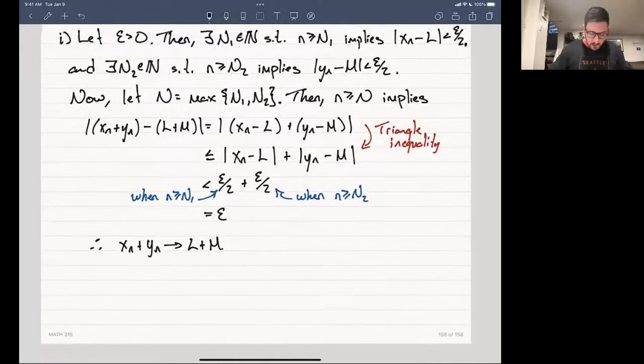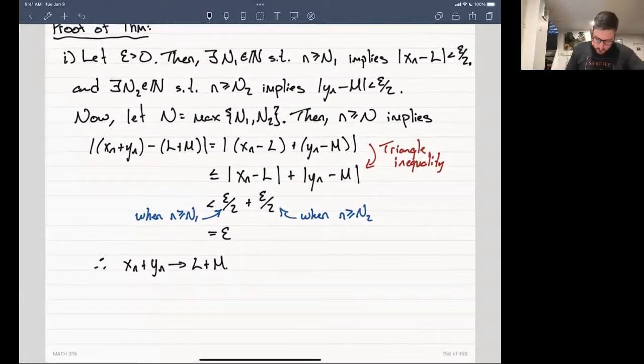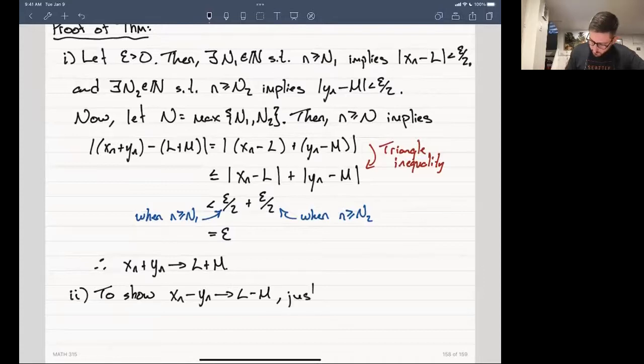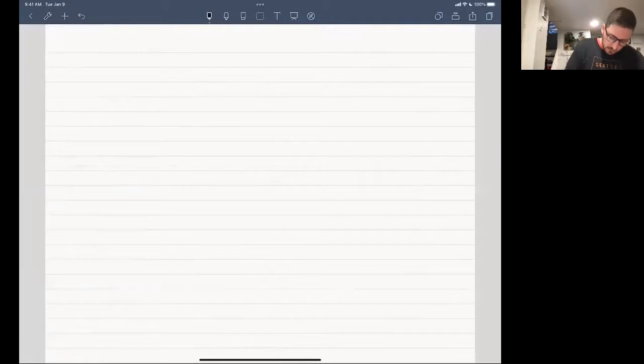Okay, then the next one is dealing with subtraction, but this is basically the same as the previous case, so I'm going to leave this one out. To show xn minus yn converges to L minus m, just follow as in part 1. I'm going to omit that piece of the proof. Again, if you want to challenge yourself, if you're working along at home, try and prove it. It should be nearly identical. It's just one application of the triangle inequality. Okay, let's do one that's a little more fun.